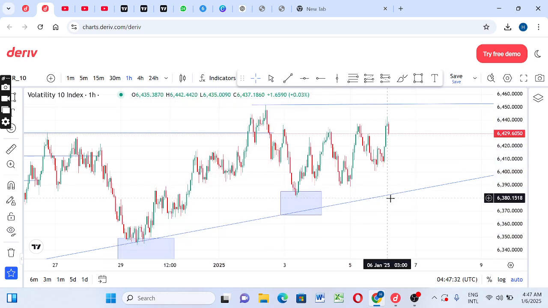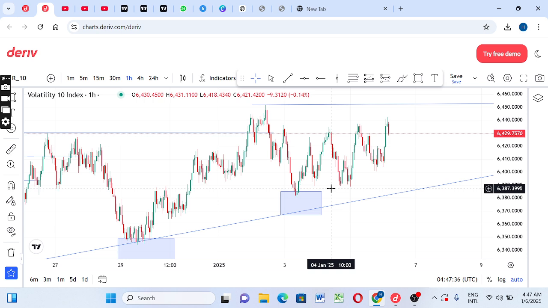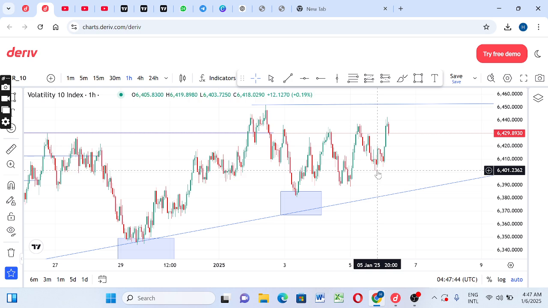So what are we going to be looking out for? At this point, I looked into the structure on the smaller time frame, and that gave me an entry from this point to this point. So I traded this whole zone, but I didn't trade this. I didn't catch this earlier yesterday.